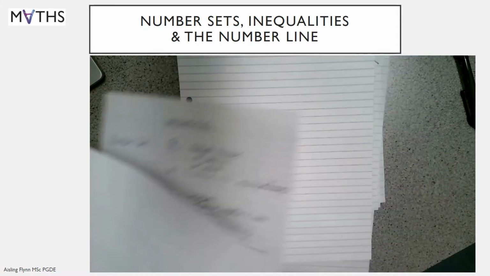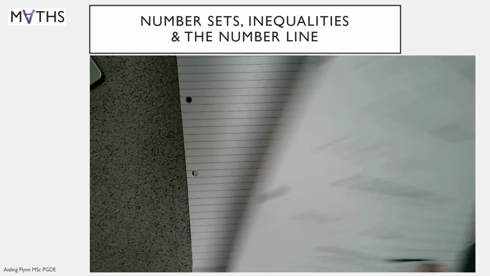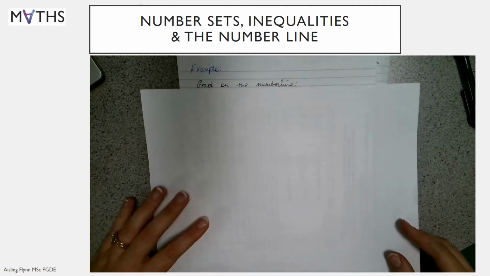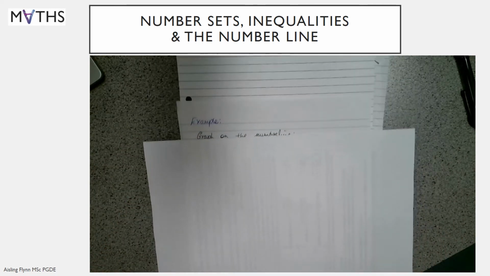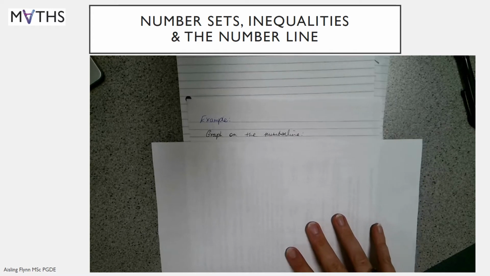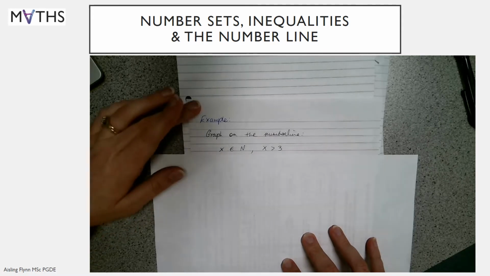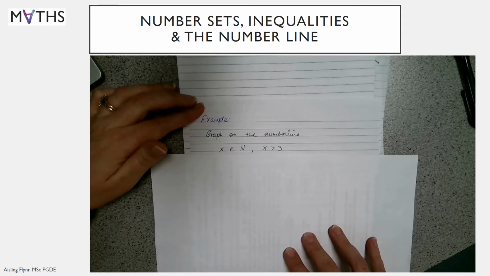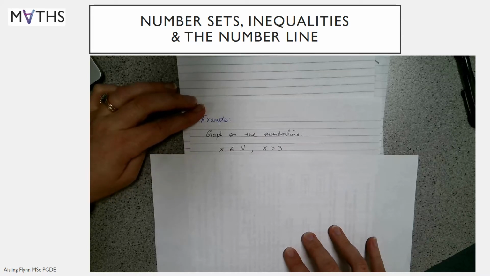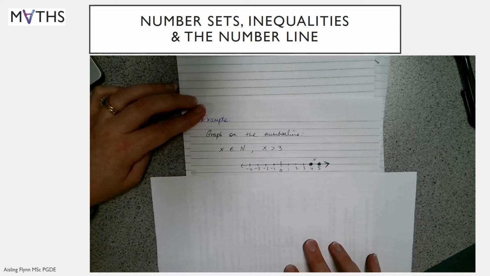So let's do some examples of graphing inequalities on the number line. First, if you're told that x is an element of N and x is greater than 3, what are the possible values of x? When you're doing inequalities, there can be many different correct answers for x. We get a range of x values. We're told x is a natural number and x is bigger than 3. So that means that x can be 4, 5, 6, 7, and so on.